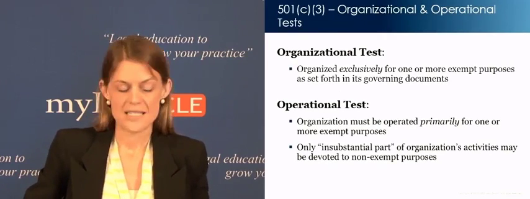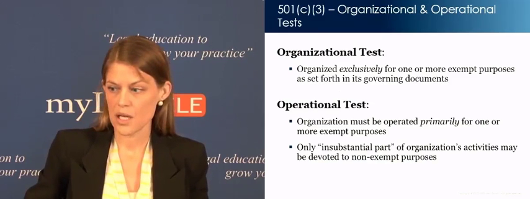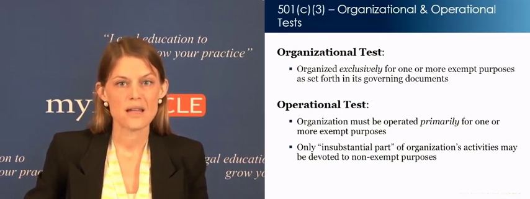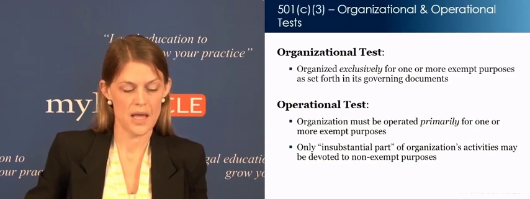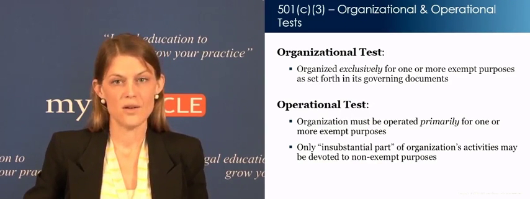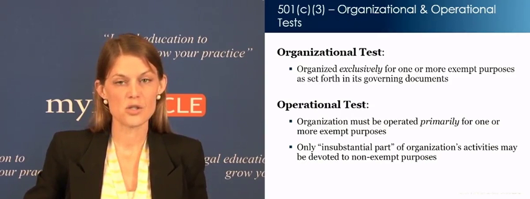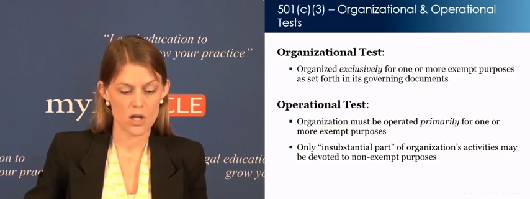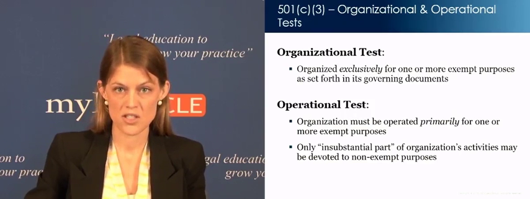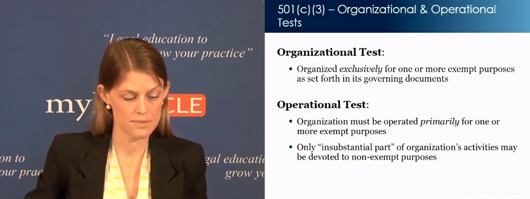Now, in order to qualify as exempt under Section 501(c)(3), an organization has to meet two tests that are referred to as the organizational test and the operational test. Under the organizational test, a nonprofit must be organized exclusively for one or more of the exempt purposes as set forth in its governing documents. And that means the exempt purposes under Section 501(c)(3) that I just listed.